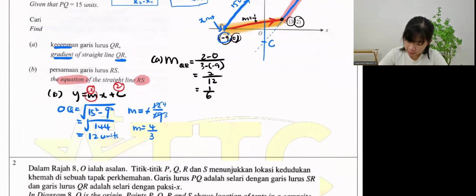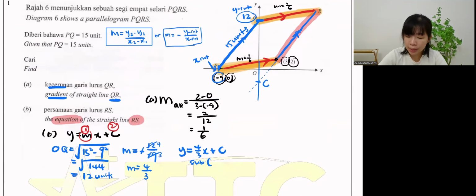Now the equation y equal m, we already found it, 4/3x plus c. How to find c? We don't have c. To find c, sub in a coordinate. What coordinate can be used? You want to find this line, RS, so definitely you need the point on this line, 3, 2. Don't use the other line. You are not finding the other line. You want RS, so you use the coordinate on the line RS. Sub in 3, 2.